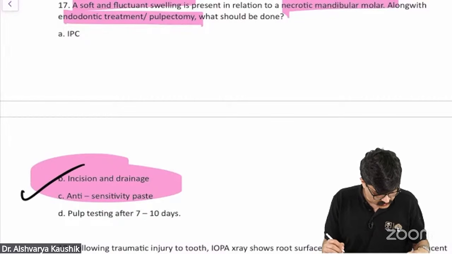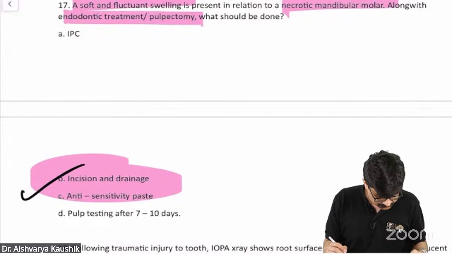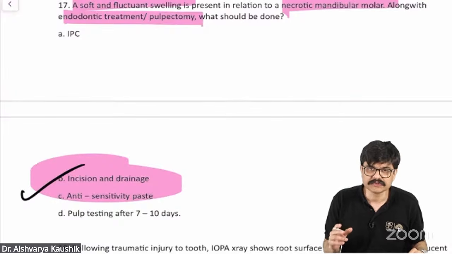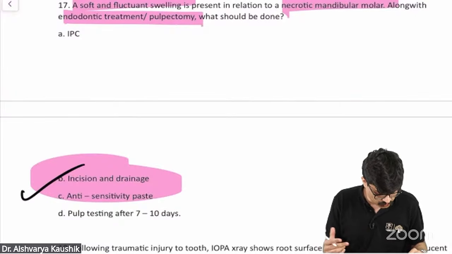Can I just look at the chat also? Remaining dentine thickness, dear. RDT is remaining dentine thickness, vitality maintained. I marked formocresol. No, dear. Formocresol, Namrata, is a good answer for a deciduous tooth pulpotomy. RDT is remaining dentine thickness.